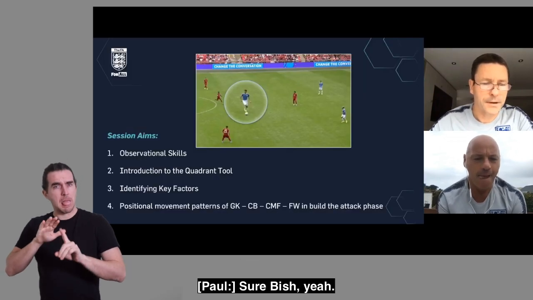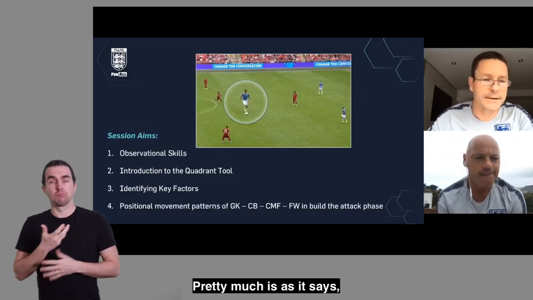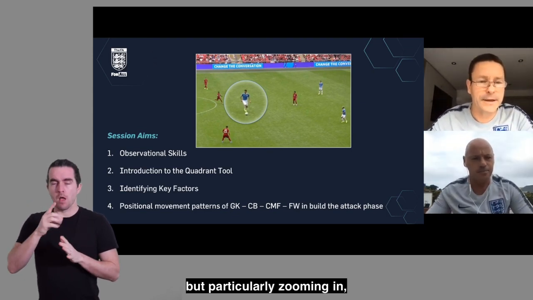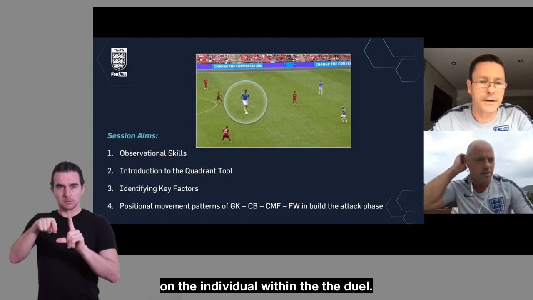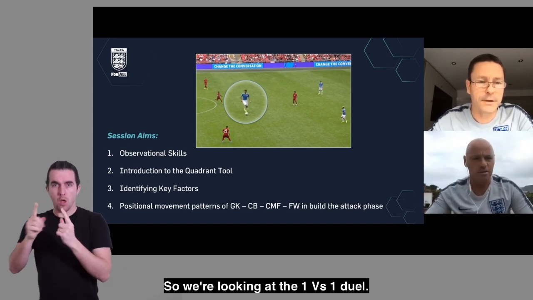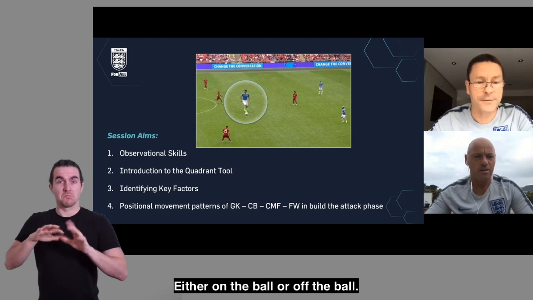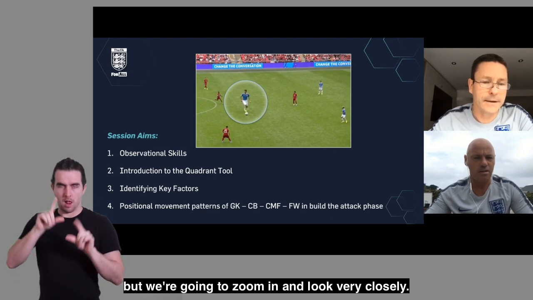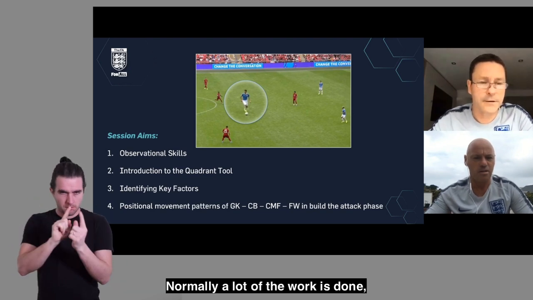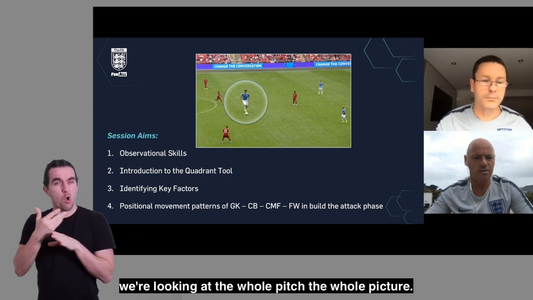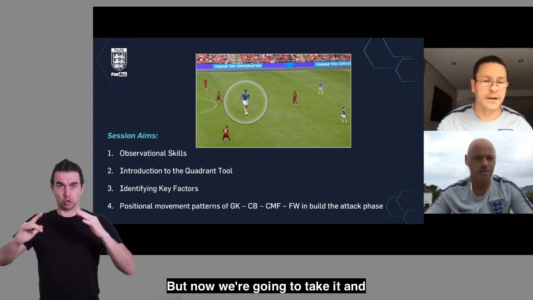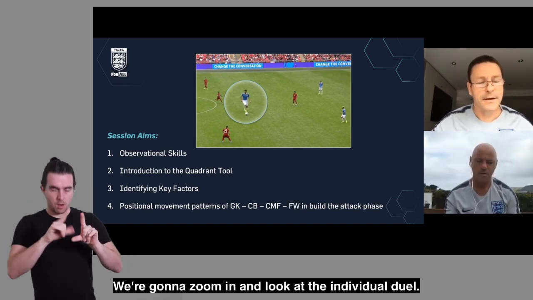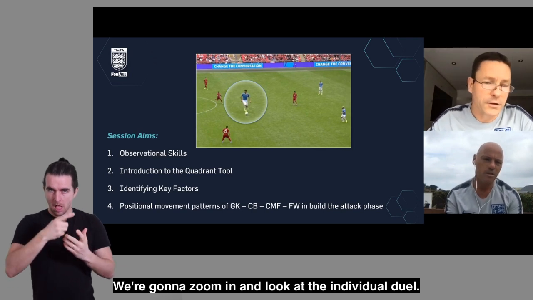Sure, Bish, yeah. Pretty much is as it says. We're looking at observational skills, but particularly zooming in on the individual within the duel. So we're looking at the 1v1 duel, either on the ball or off the ball. It could be attacker or a defender, but we're going to zoom in and look very closely. Normally, a lot of the work is done looking at the whole pitch, the whole picture, but now, instead of looking through the telescope at a panoramic view, we're going to zoom in and look at the individual duel.